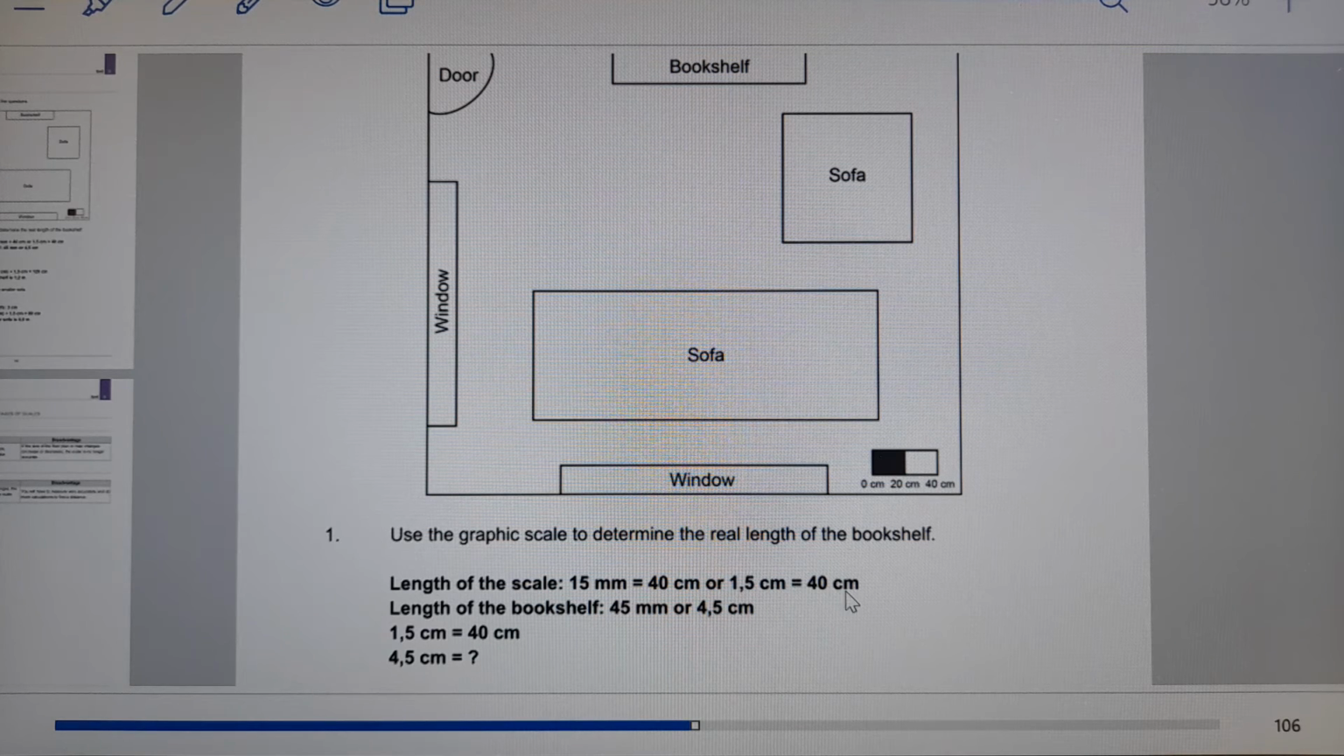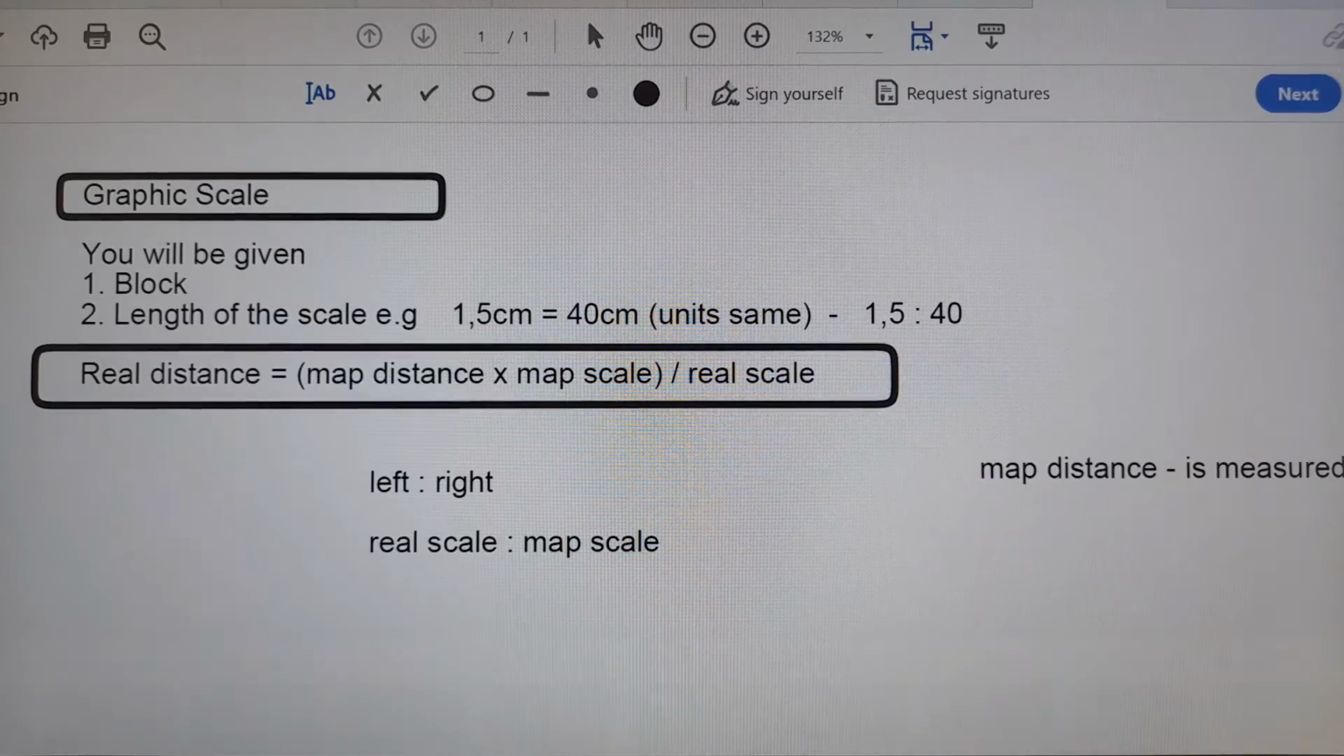I can write this in ratio format, and I will have 1.5 is to 40. The left hand side is the real scale for me, and the right hand side would be the map scale. So this would be the map scale, this would be the real scale. Now I know the formula to calculate my real length: real length is equal to map distance times map scale divided by the real scale.